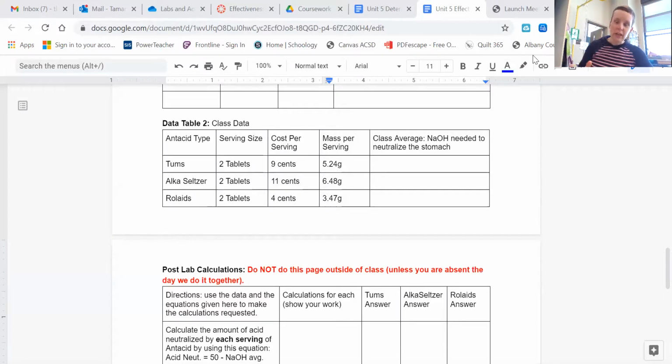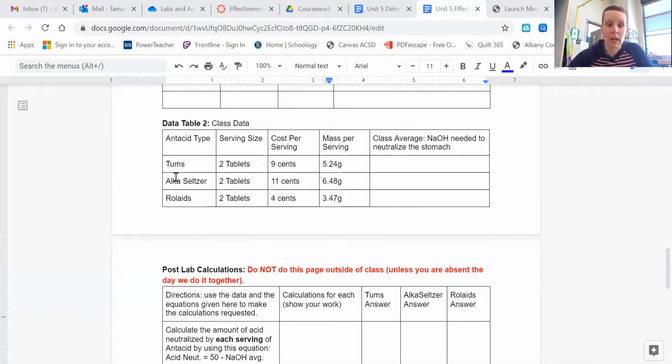Okay, so this video is going to take us through the Antacid Lab Calculations portion. I'm making this in case I'm not there on the day that we do this. I sometimes am gone for swimming and whatnot. So here we are, this data table we should already have completed by gathering that data.